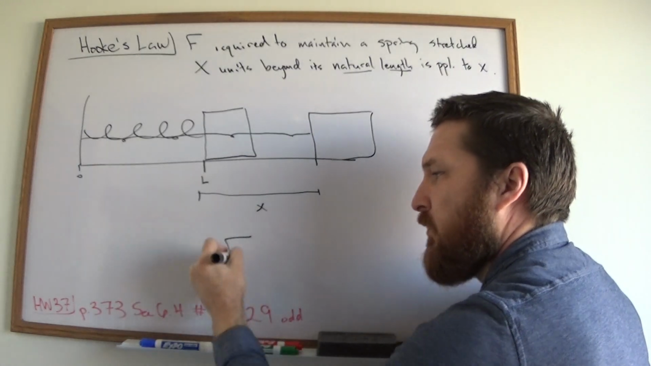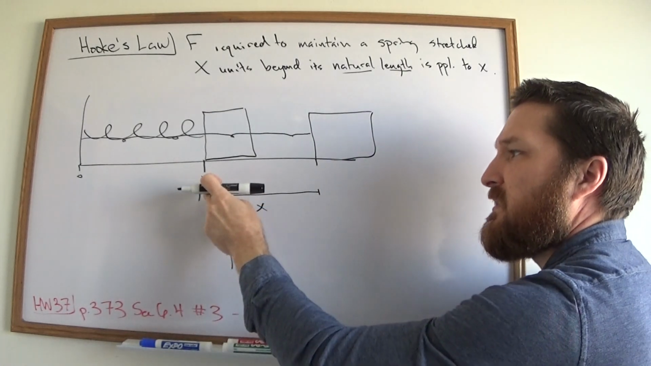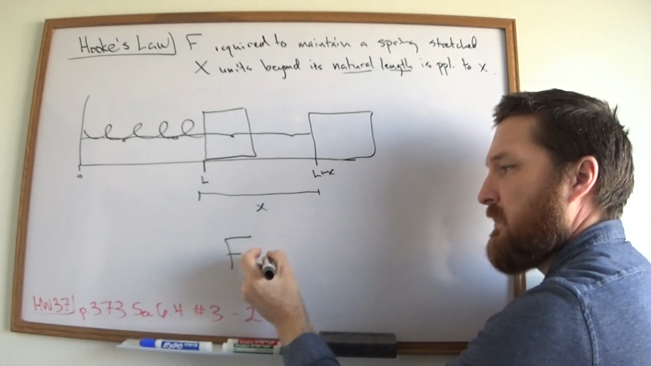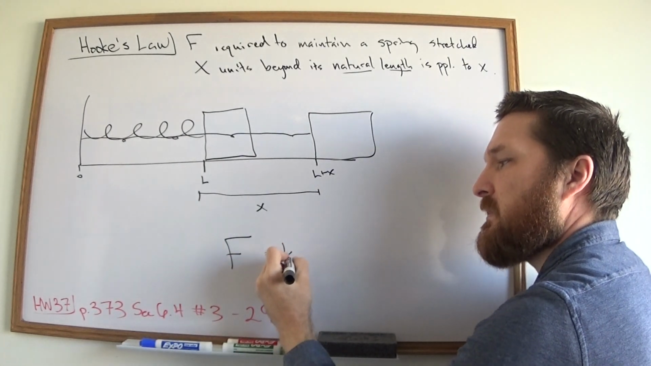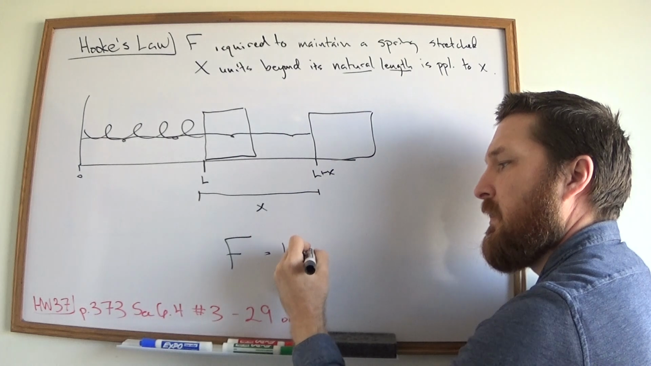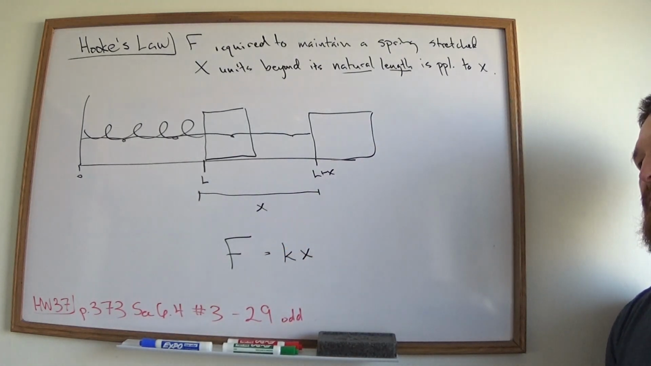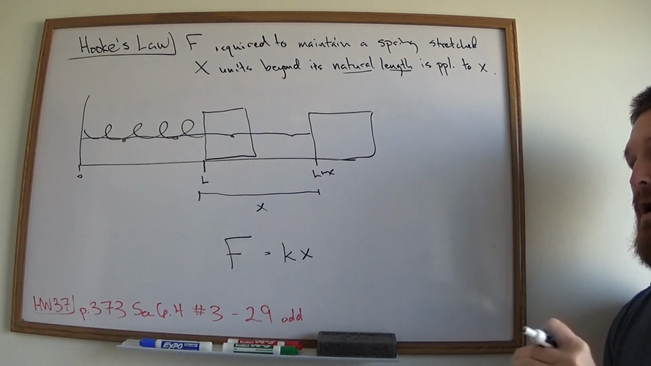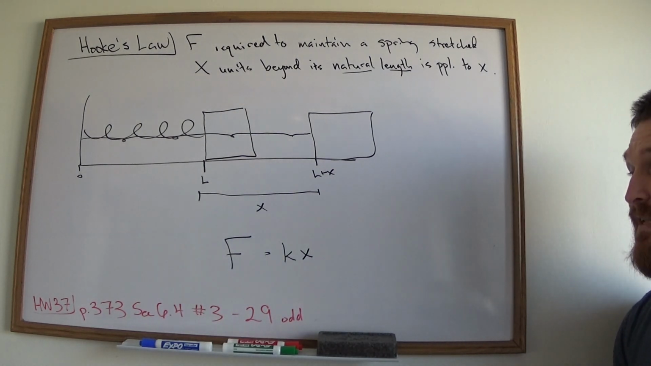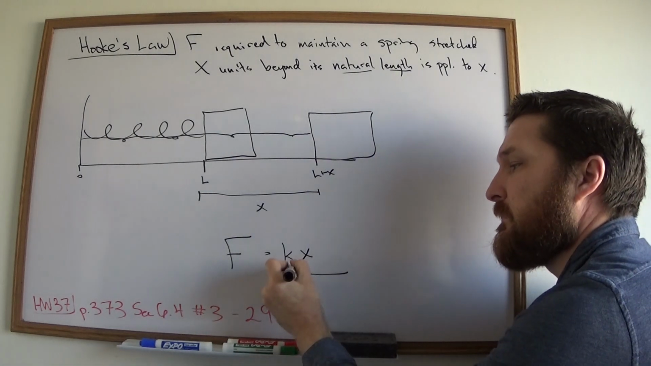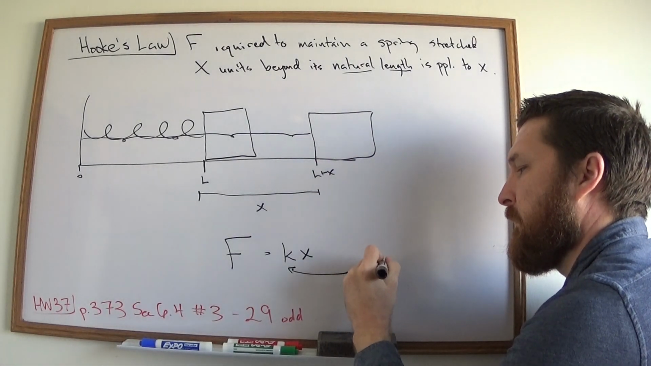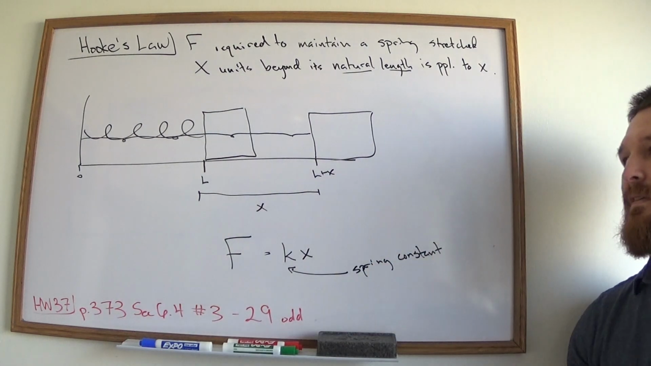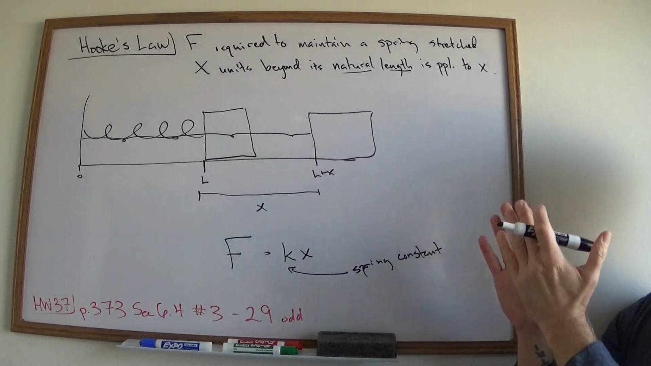So the force needed to move this from L over here to L plus x, or x units, is proportional. So it's some constant times x, right there. That's what proportional means, that there's some constant times x. And that constant, k, is called the spring constant.